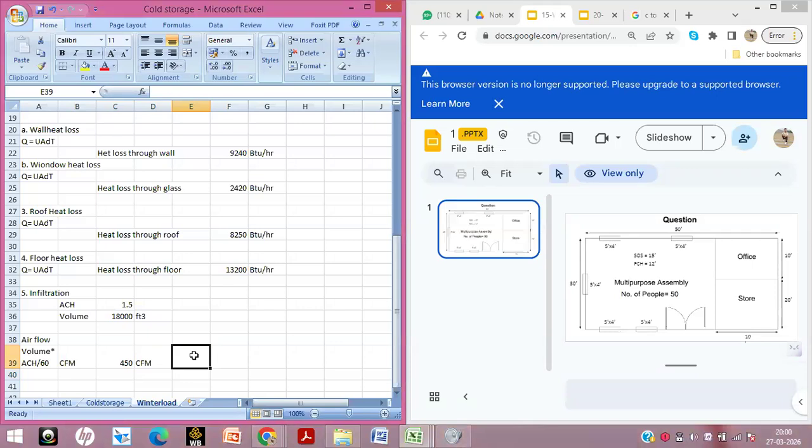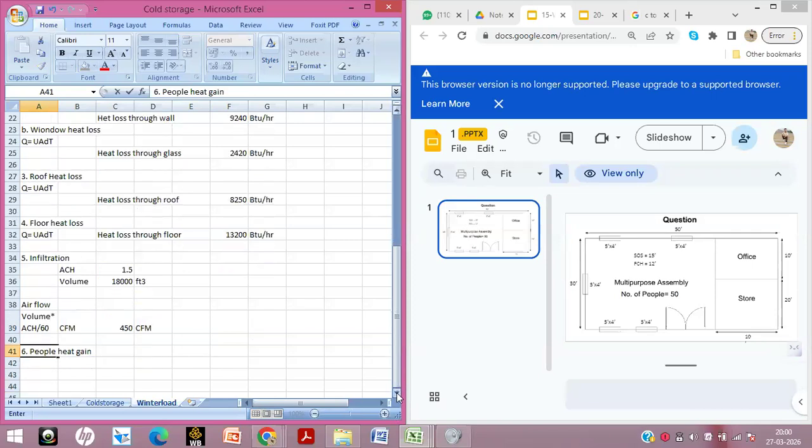Now we need to calculate, since people will be present here, like a multiple assembly, consider the number of people to be 50. So how much heat will be gained inside the room, that we need to calculate. So next, step 6 will be people heat gain.